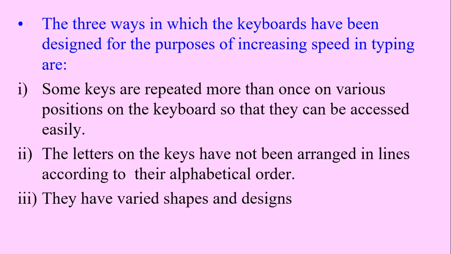The 3 ways in which the keyboards have been designed for the purposes of increasing the speed in typing by the users are, number 1, some keys are repeated more than once on various positions on the keyboard so that they can be accessed easily. Number two, the letters on the keys have not been arranged in lines according to their alphabetical order. In other words, the characters are not arranged in their order from A to Z. Number three, they have varied shapes and designs.